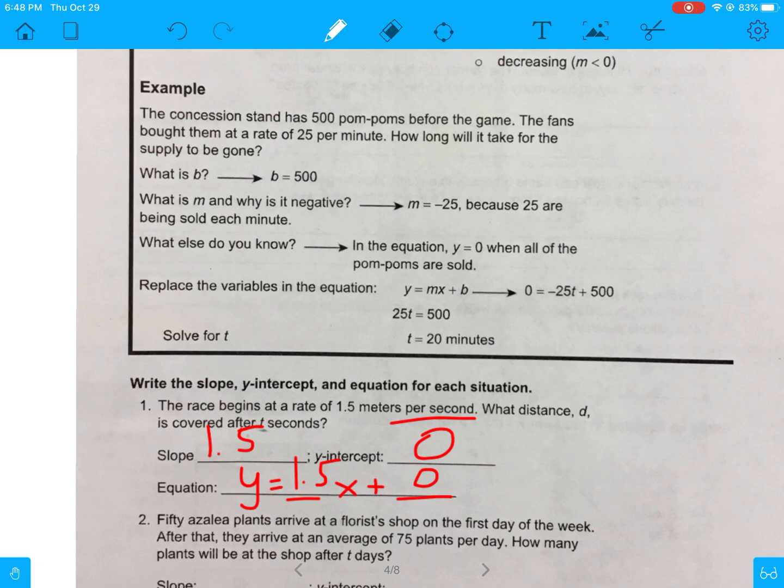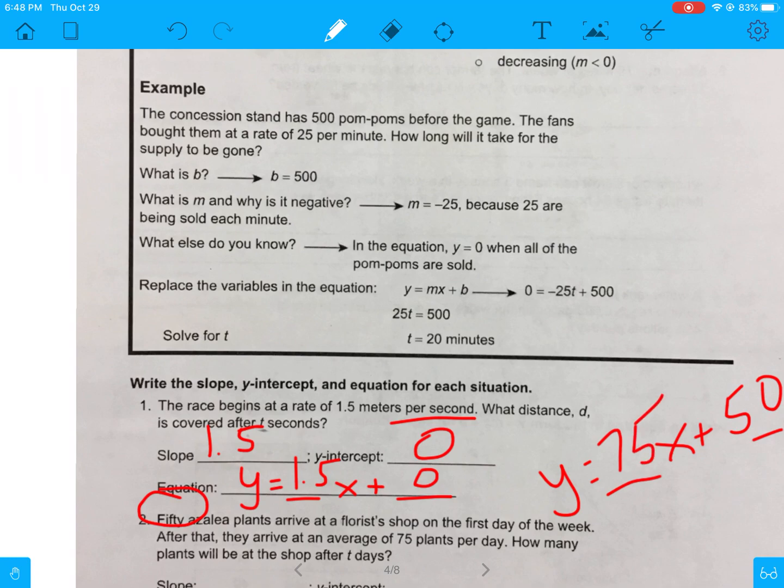Now, if you look at number 2, I kind of got cut off, but it says 50 azalea plants arrive at a florist shop on the first day of the week. After that, they arrive at an average of 75 plants per day. How many plants will be at the shop after T days? So you got to think about how many plants they start with. So it says 50. So that's going to be your y equals something x plus 50, your y-intercept. Now, they arrive at an average of how many plants per day?